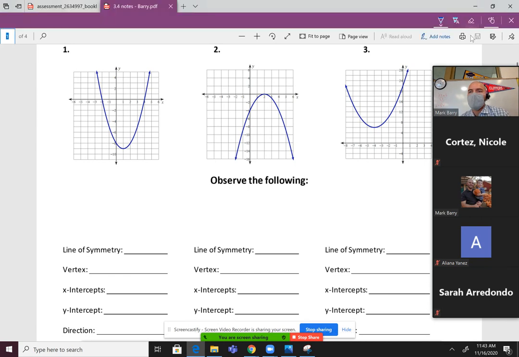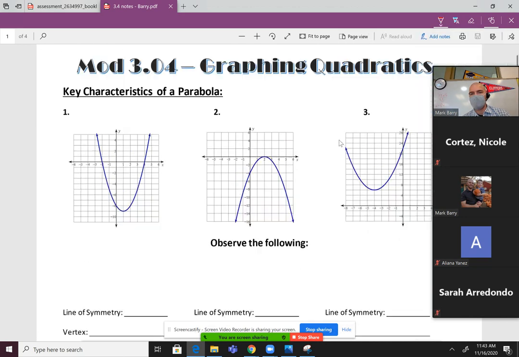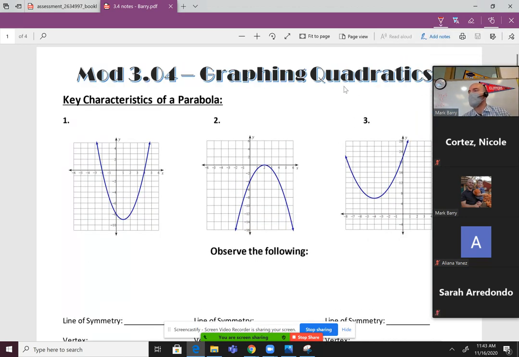Okay, so what we're going to shift into now is parabolas, sometimes called quadratics. Quadratics means it's a second power, so it's something to the second power, and the shape it makes is called a parabola. So these little guys here look like a U or an upside down U. That's a parabola, okay? Awesome.